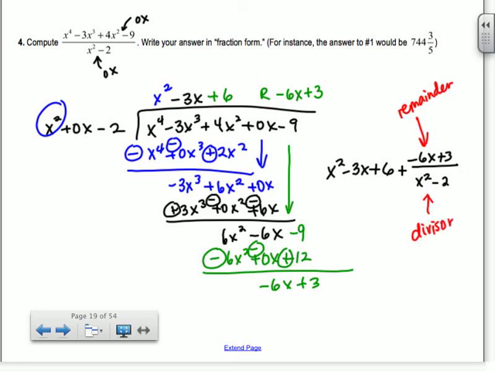So in your homework, I'll say different ways. I'll say write it in fraction form, or I'll say write in the form p of x equals d of x times q of x plus r of x.